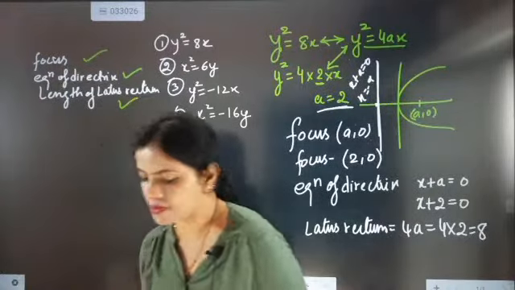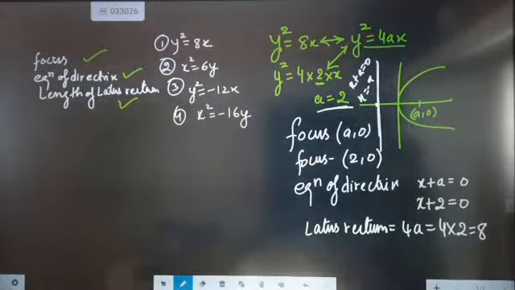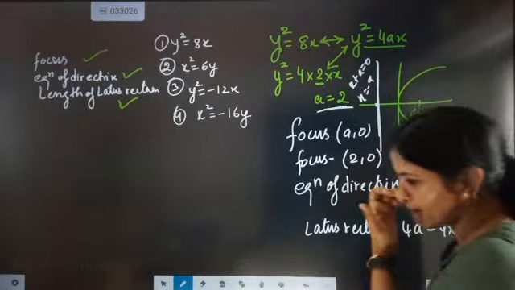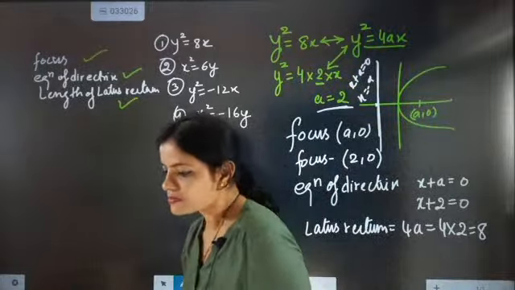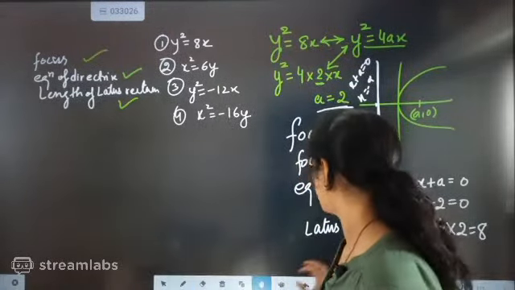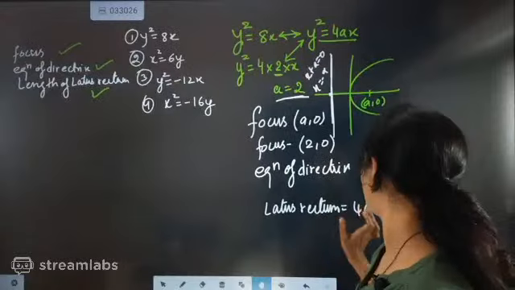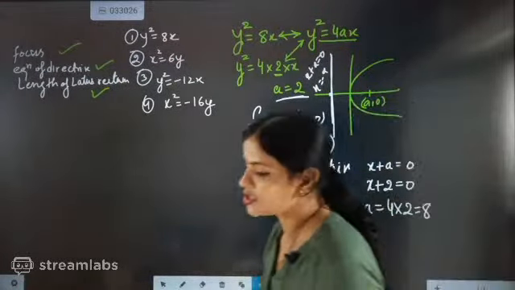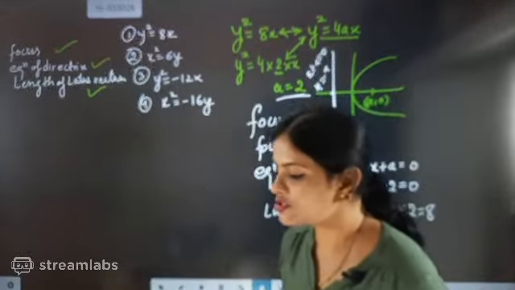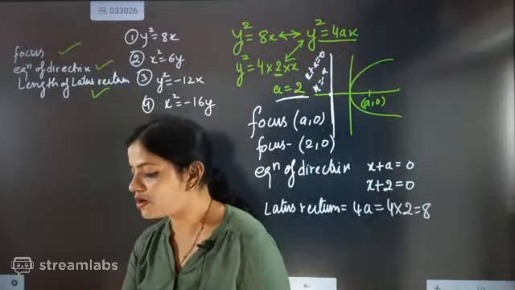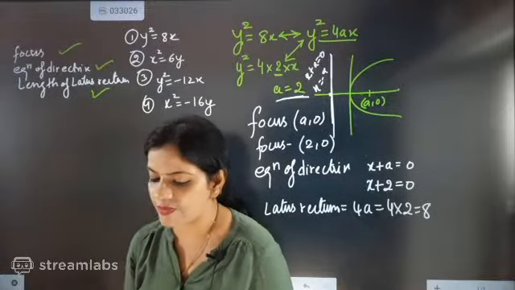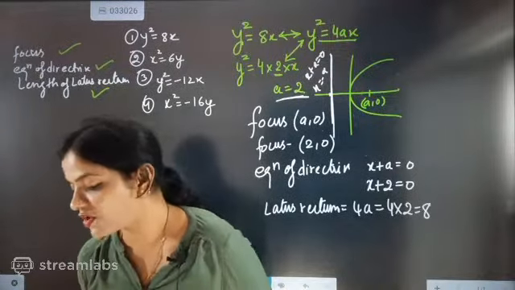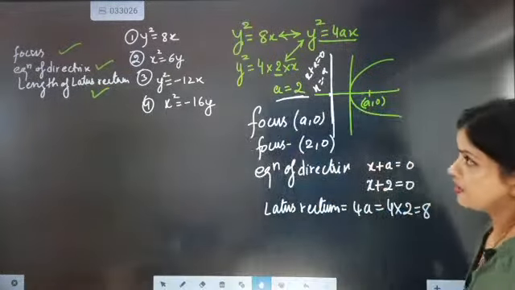Understood, beta? So latus rectum is coming as 4a. Equation of directrix is x plus 2. Focus is 2 comma 0. By using the equation, Shreya understood. Super, beta. Thank you, Shreya. Anyone who has not understood, you can quickly ask me, beta. If anyone has not understood, say so and I am going to explain one more time. Otherwise, we will go for the second equation and try to solve.